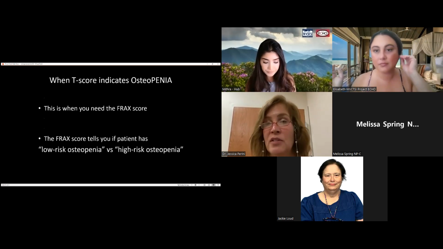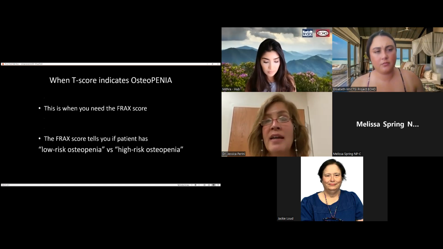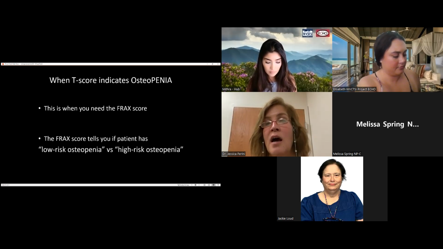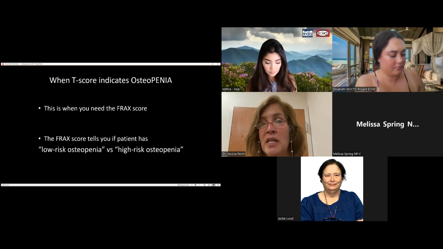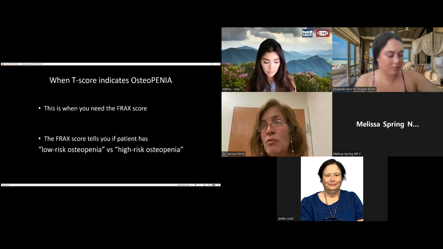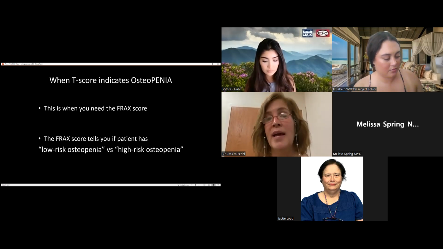So when your T-score indicates osteopenia, that gray zone of T-scores, that is when you need to look at your Frax score. This is the only time you need your Frax tool, and your Frax score, to help differentiate a person with low risk osteopenia versus high risk osteopenia. Okay, so osteopenia is not just one little bucket where you say, okay, go use your vitamin D, calcium, get weight-bearing exercise, and we'll do a next Dexa in 2 years. There are low-risk osteopenia people and high-risk.